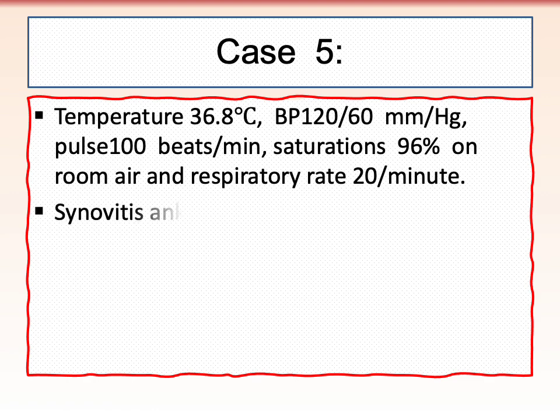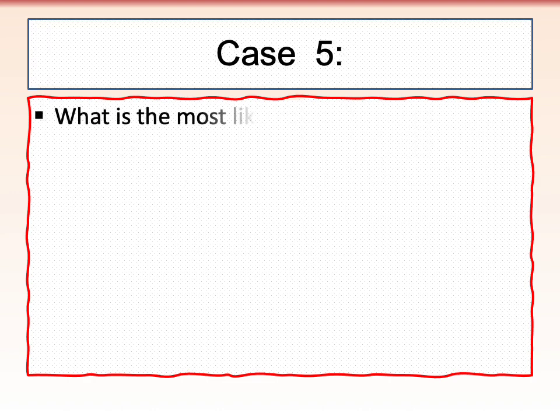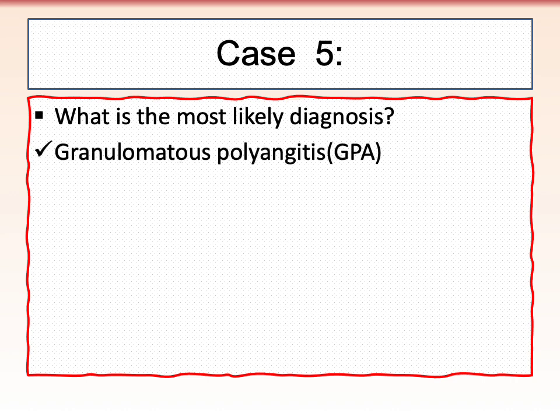His vitals were stable. There was synovitis of the ankle and left knee joint and palpable purpuric rashes on the limbs. Chest examination revealed bilateral crackles. What is the most likely diagnosis? He was diagnosed with granulomatous polyangiitis, that is called GPA.